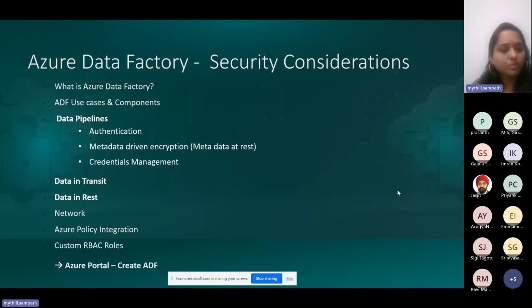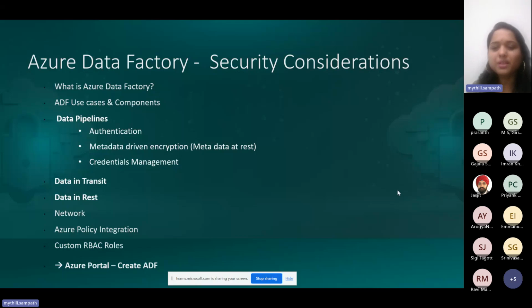This topic will help you to prepare and plan it: what all you can consider, and how best you can propose your solutions. And that's the first thing: data pipelines, data in transit and data at rest. And at the network level also, you have control, you have control of playing around with security. And of course Azure Policy integration, where you can define the policy.